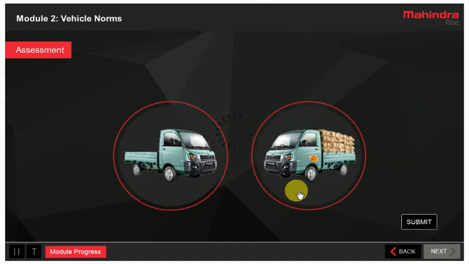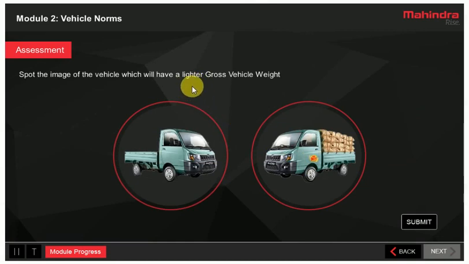Please have a look at the question on the screen. Spot the image of the vehicle which will have a lighter gross vehicle weight. Click on the Submit button after selecting.